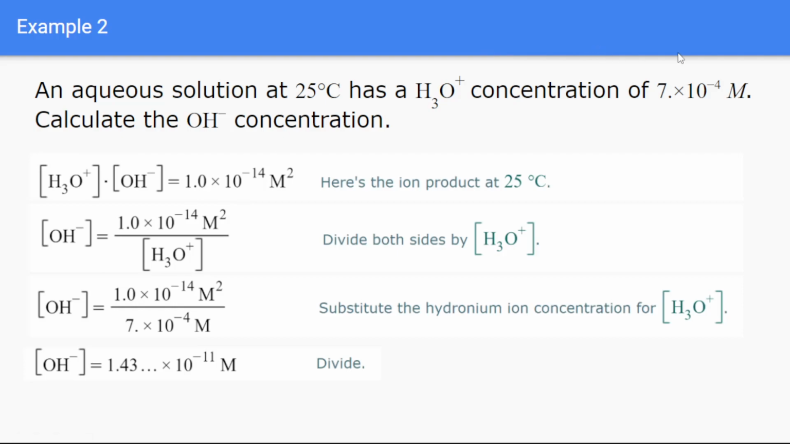But sig figs, right? We have 1 sig fig in the beginning, so we need 1 sig fig, 1 times 10 to the negative 11th.